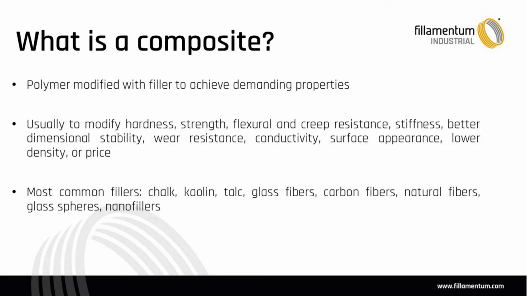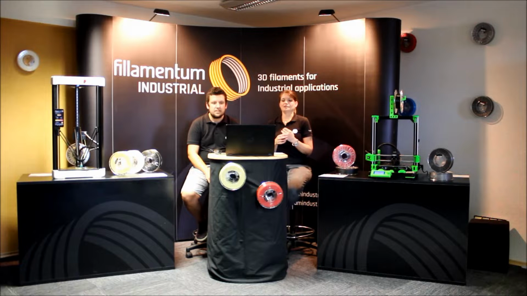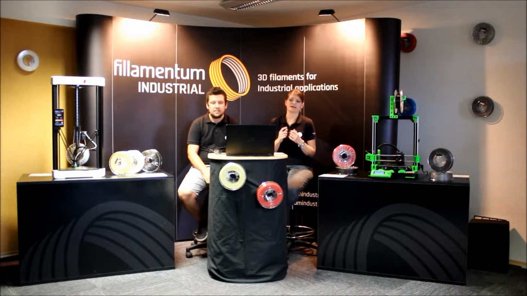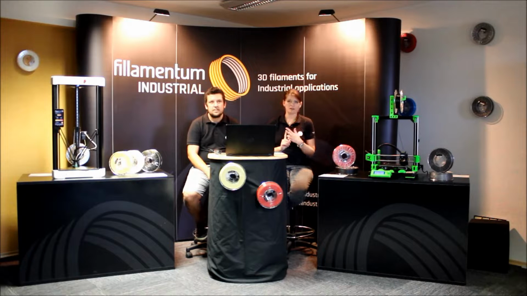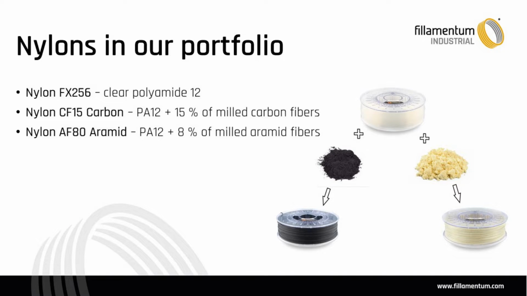And what is a composite of the nylon? It is a polymer that is filled with some filler. For example, for modifying the hardness or some other mechanical properties. It can be to achieve the conductivity of the polymer, to have a nice surface, but mostly for a better price. Therefore, there are common fillers like chalk, kaolin, talc. We also use a lot of fibers like glass fiber, carbon fiber, natural fiber, or other nanofillers, etc.